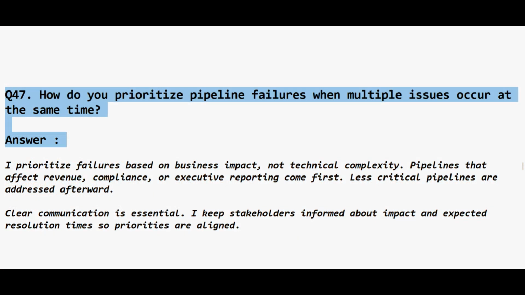Question 47. How do you prioritize pipeline failures when multiple issues occur at the same time? Answer. I prioritize failures based on business impact, not technical complexity. Pipelines that affect revenue, compliance, or executive reporting come first. Less critical pipelines are addressed afterward. Clear communication is essential. I keep stakeholders informed about impact and expected resolution times so priorities are aligned.